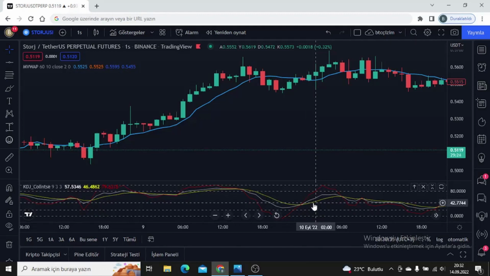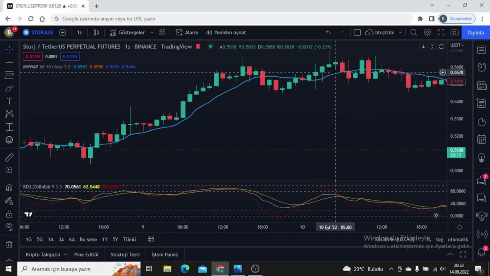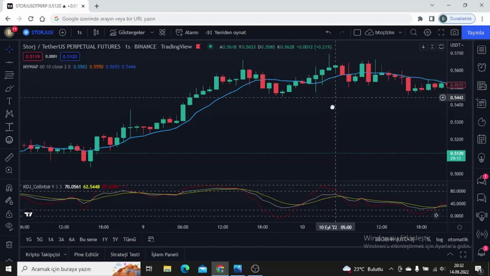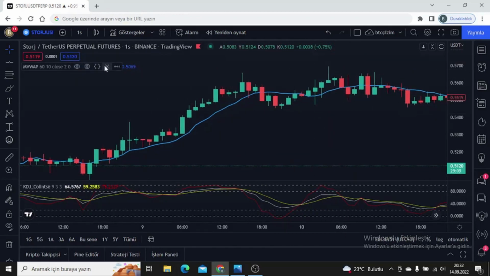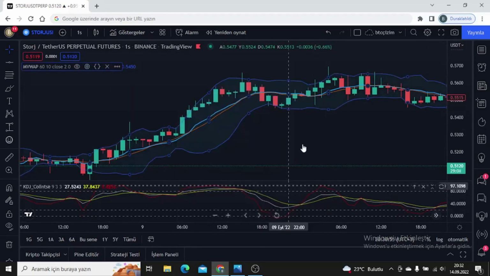Already at an intersection like this, it intersects as you can see here. The price is above the moving average. And from here, we see that the prices are rising. Now, another issue, I'm opening up our Bollinger Band again. And here we need to be careful when using this indicator.